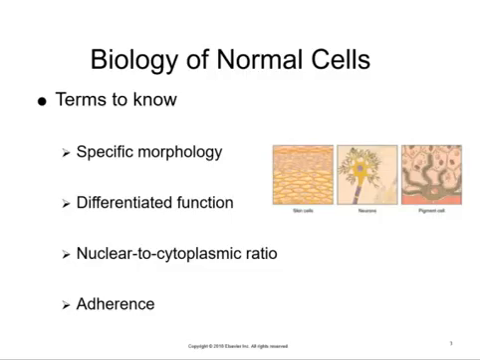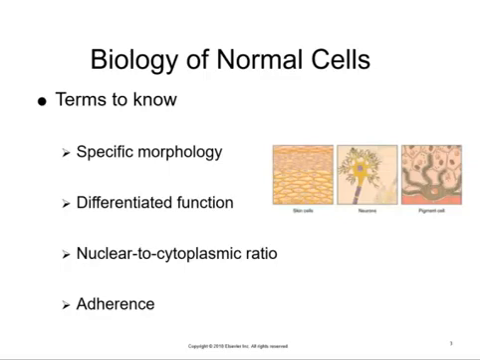Nuclear to cytoplasmic ratio refers to the size of the nucleus as compared to the overall size of the cell. Adherence refers to how tightly cells are bound together. Most cells produce a protein called fibronectin. Those are the proteins that create binds.